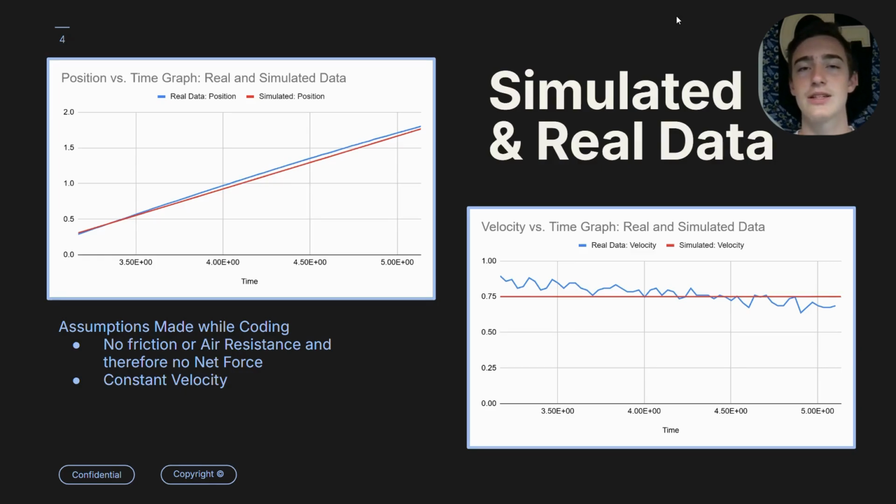And this is because there is a very small friction force between the track and the cart, which is acting in the negative x direction, or in the opposite direction as the motion, which means that velocity decreases slightly over time. We also see this in the position versus time graph, as there's a slight downwards bow to the blue graph in relation to the red graph, showing that there's a small acceleration in the negative direction. However, this is, again, practically negligible as the red and blue graphs are very similar to each other.